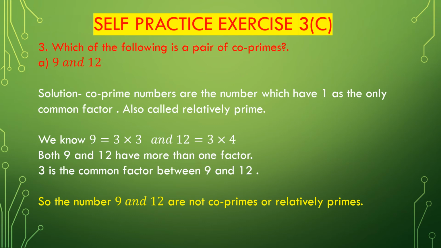Here the common factor between 9 and 12 is 3. 3 is the common factor between 9 and 12. We know co-primes are the numbers which have only one as their common factor. Here 3 is the common factor between 9 and 12, not 1. So these two numbers are not co-primes. So the numbers 9 and 12 are not co-prime numbers or relatively prime. If the numbers have only common factor 1, those numbers are co-primes or relatively prime.